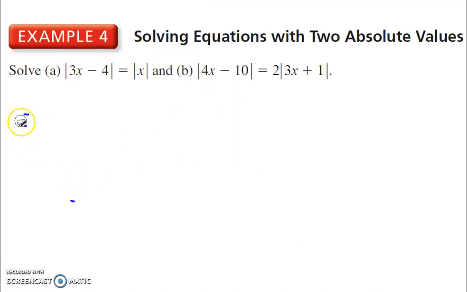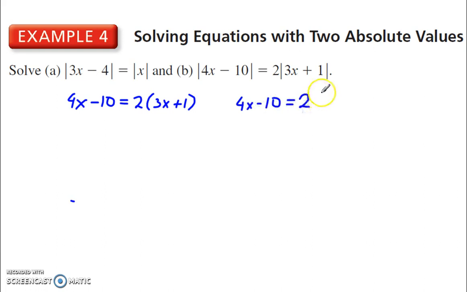Okay, now notice that we have a number outside parentheses over here. So I'm going to set up two expressions again. 4x minus 10 is equal to 2, and then I've got to put this in parentheses, times 3x plus 1, or 4x minus 10 is equal to 2 times negative 3x plus 1. This one's a little bit tricky to set up right here, because the negative will only apply to that absolute value. Okay, so I have to multiply everything inside those parentheses.